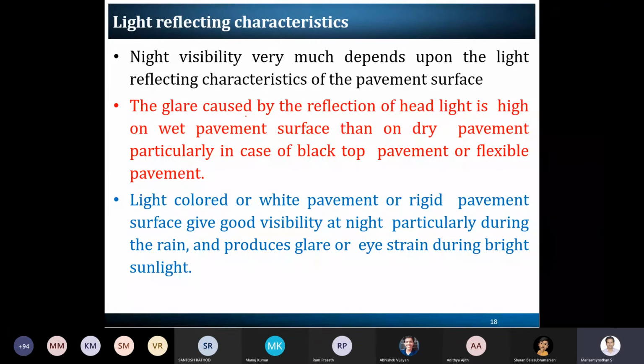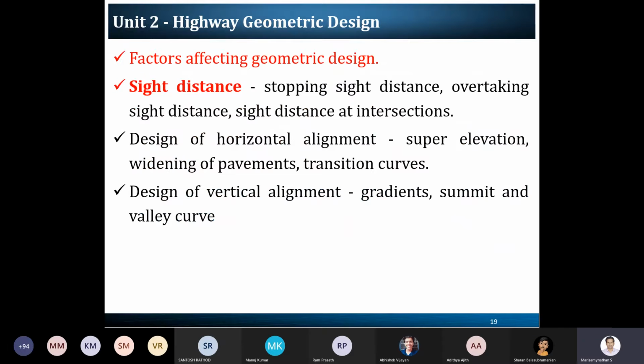So these are the factors highly controlling the design elements of the alignment, or the highway geometric design we can say. With this basic knowledge and understanding, let's move to the first design component, which is nothing but sight distance.